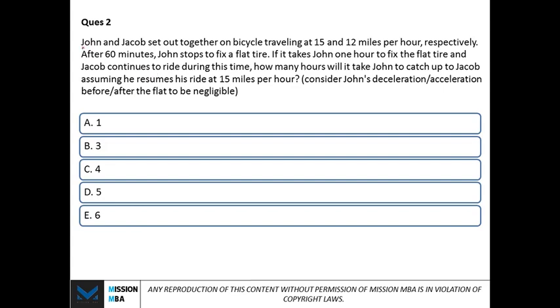So now we have two people, John and Jacob, setting out for a bicycle trip at a speed of 15 and 12 miles per hour. Now, after 60 minutes, John stops to fix the flat tire. If it takes John 1 hour to fix the flat tire and Jacob continues to ride during this time, how many hours will it take John to catch up to Jacob? Assuming he resumes his ride at 15 miles per hour. Alright, so guys, let's go ahead and try to solve the question.